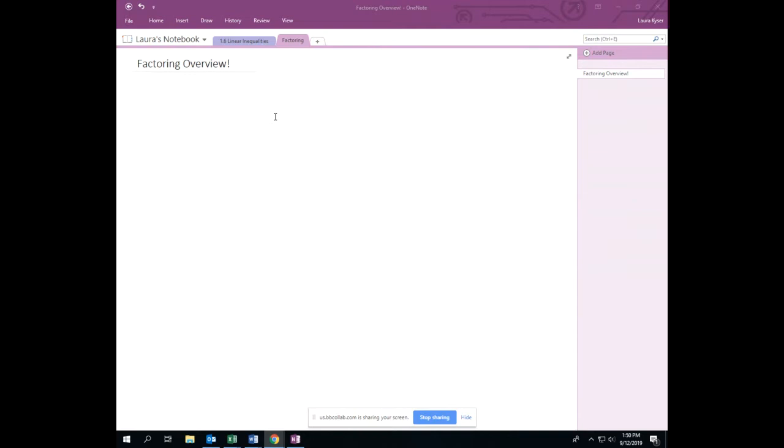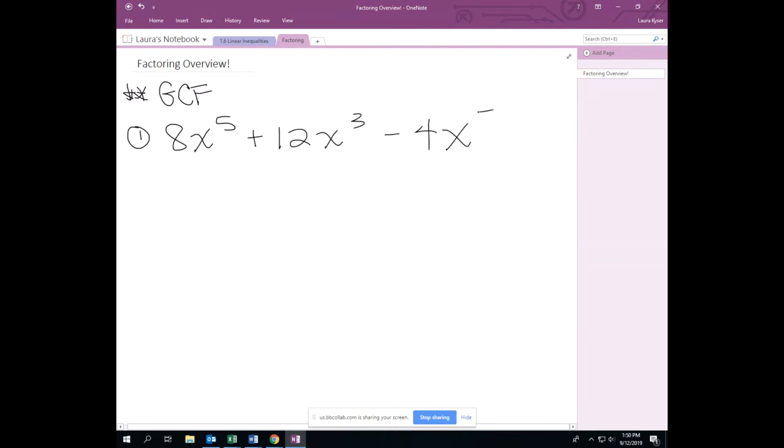So I'm going to do some examples of each one of the types of factoring that you're going to see. I'm going to start with greatest common factor factoring, which is the first type on that sheet. And it discusses how to find the greatest common factor and what you have to do once you find it. So I'm going to just do a couple examples here of GCF factoring. Let's say we had something like 8x to the 5th plus 12x to the 3rd minus 4x to the 7th.